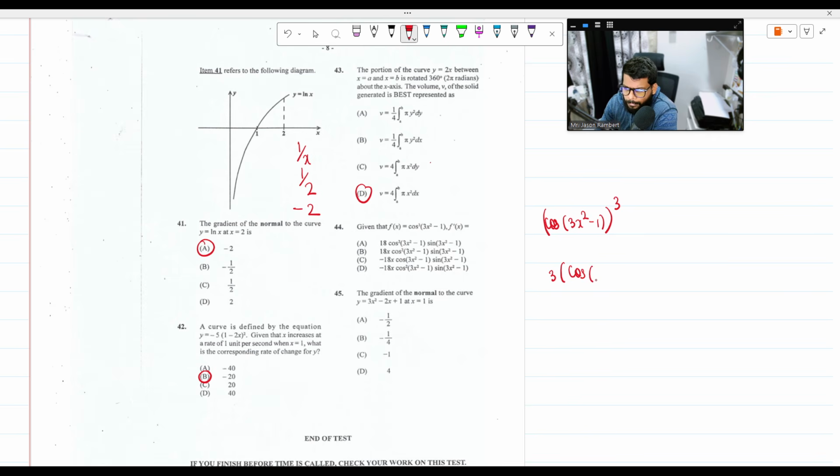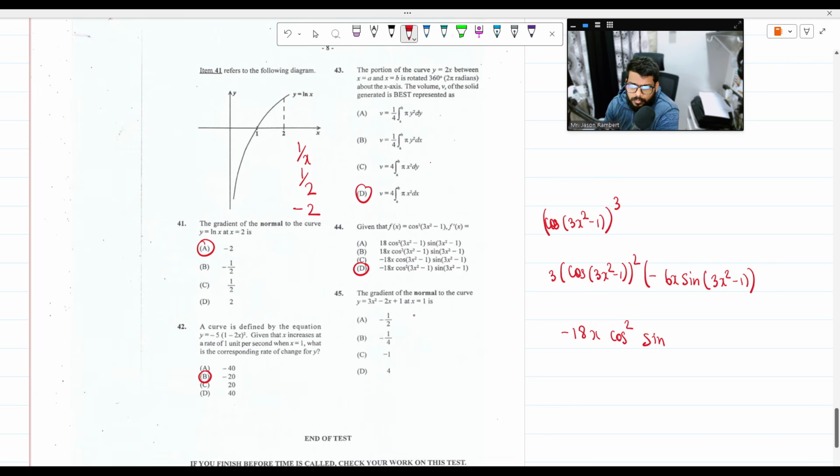Cosine of 3x squared minus 1, squared, multiplied by the differential of the function. When I differentiate cosine of 3x squared minus 1, I'll get minus 6x sine of 3x squared minus 1. Let me fix it up. Minus 6 by 3 is minus 18x. We're going to have cosine squared of the function and sine of the function. So minus 18x, cosine squared of the function and sine of the function, the answer is D.